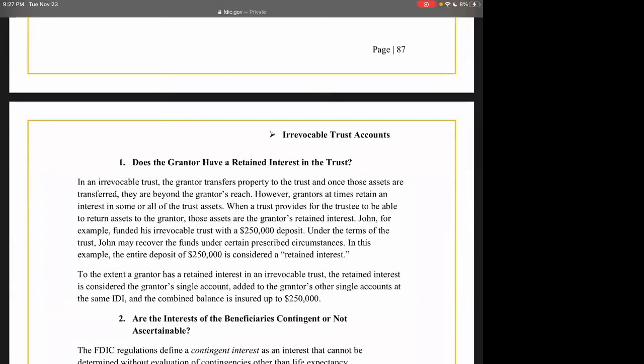To the extent that the grantor has a retained interest in an irrevocable trust, the retained interest is considered the grantor's single account, added to the grantor's other single accounts at the same IDI, and the combined balance is insured up to $250,000. So that was a perfect example as to why, for one, things are done in a foreign jurisdiction without a grantor, because what they explained is something that a state could do. Does that make sense? Yes.